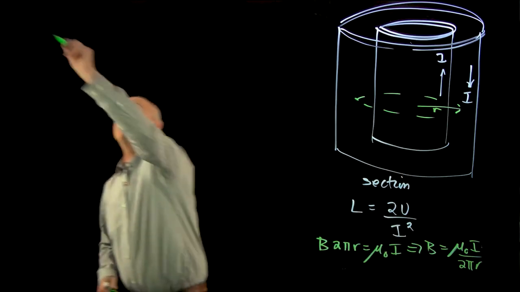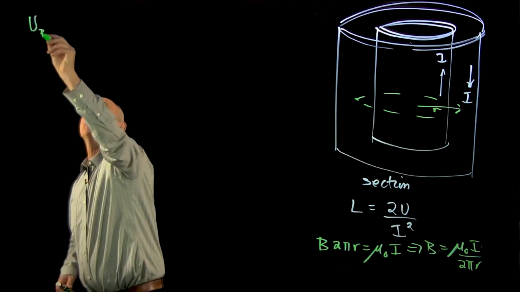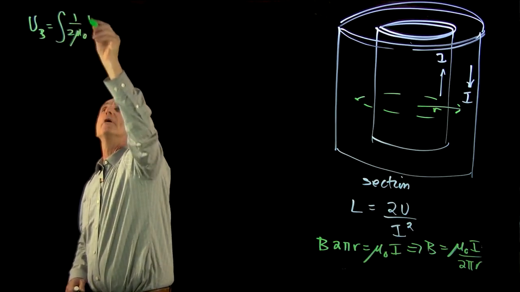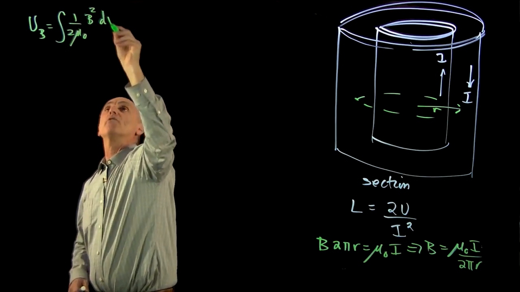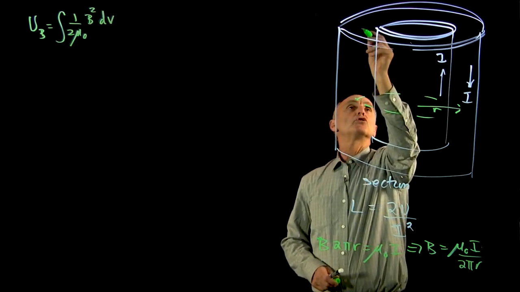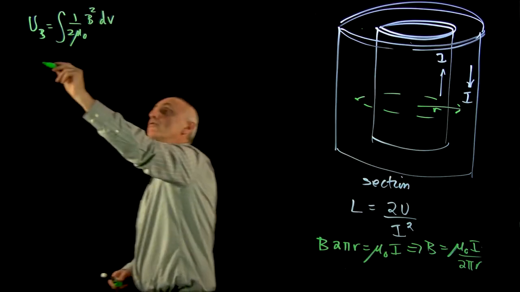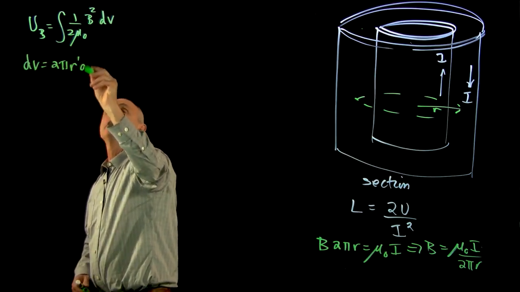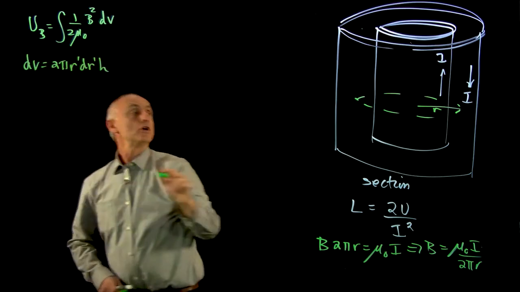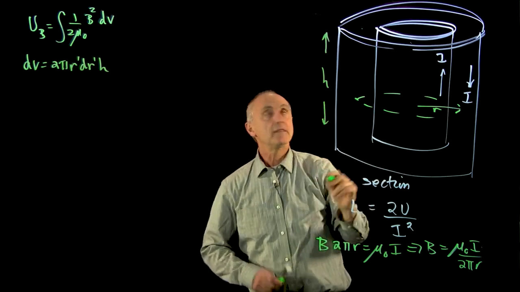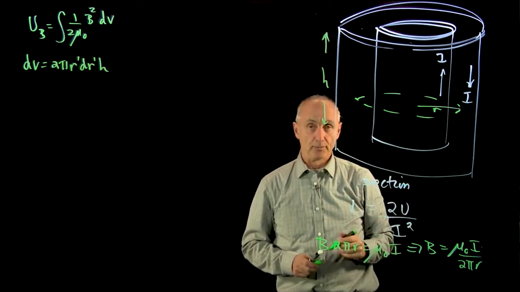And then we could, if we wanted to, and you will do this, calculate the stored energy, 1 over 2 mu naught B squared integrated over the volume. And when you think about a volume element, you could choose here a cylindrical volume element, which is 2 pi r prime dr prime h, if this section has length h. And then you could go and carry this calculation out.